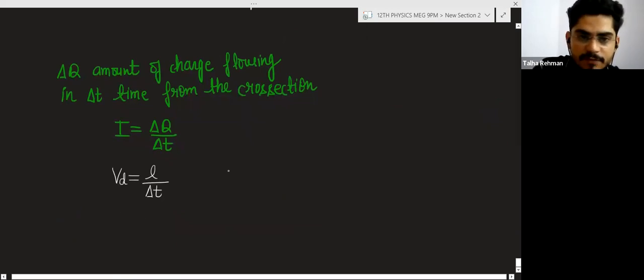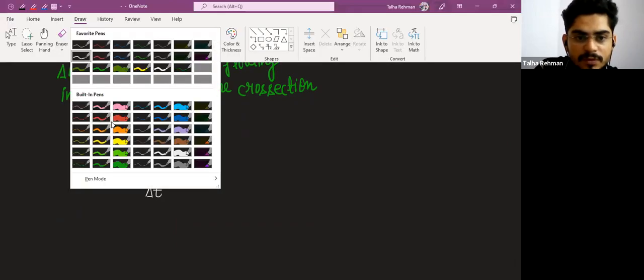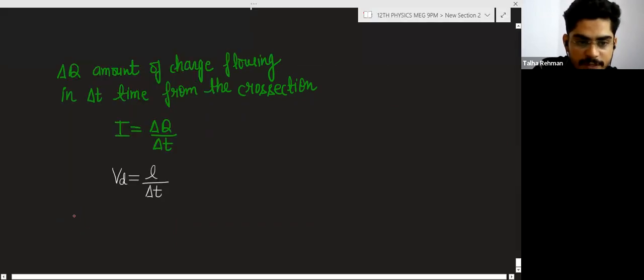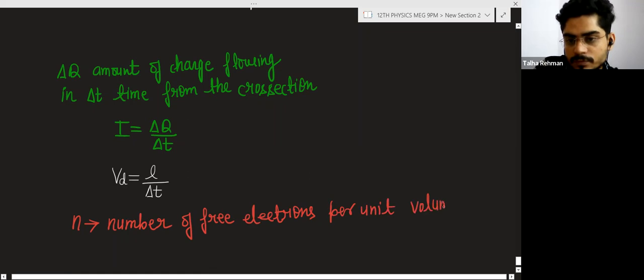One new term here is small n. Small n is the number of free electrons per unit volume of the conductor.